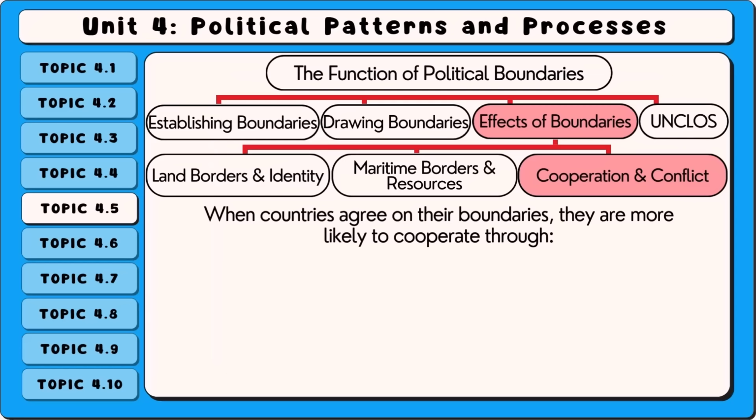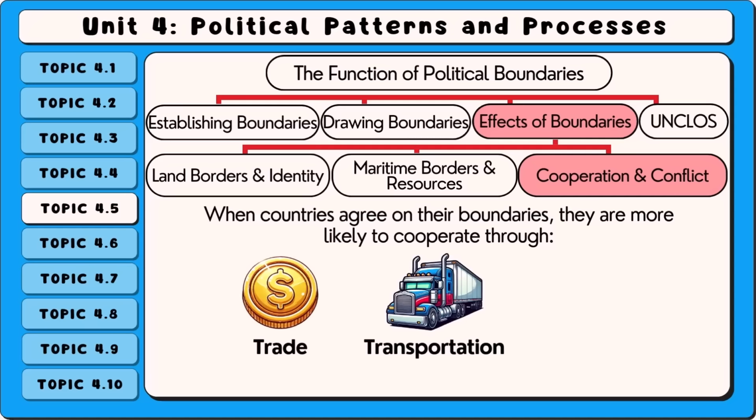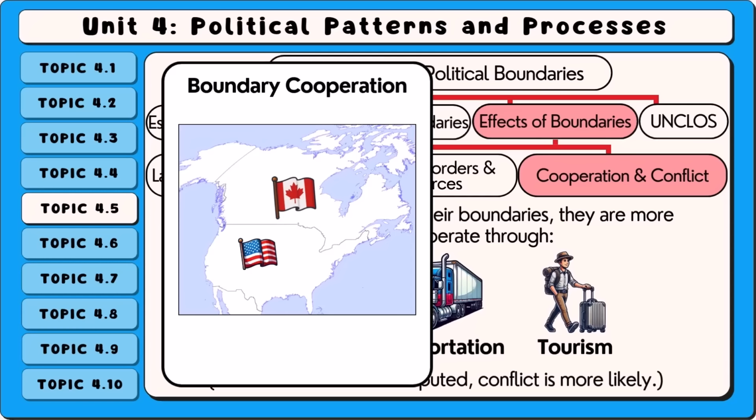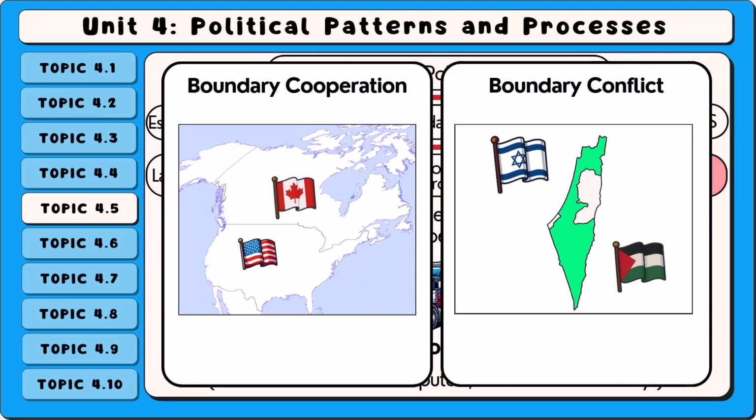Essentially, when countries agree on their boundaries, they are more likely to cooperate through trade, transportation, and tourism. But when boundaries are disputed, conflict is more likely. The difference between the peaceful border between Canada and the US and the tense border between Israel and Palestine shows how much boundary clarity can affect relationships.